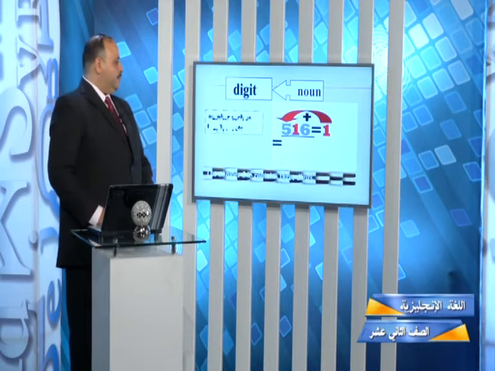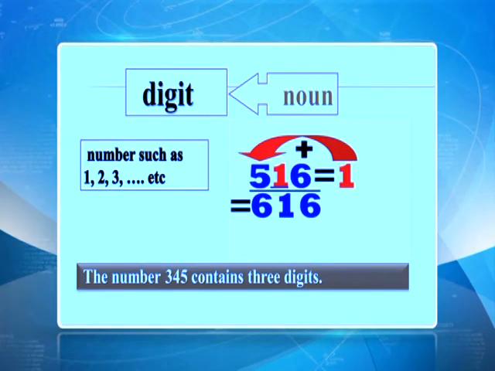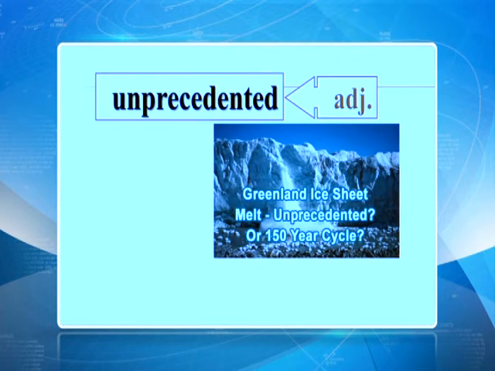Let's see. Number such as 1, 2, 3, etc. The number of 3, 4, 5 contains 3 digits. Okay, let's find or let's see another word.